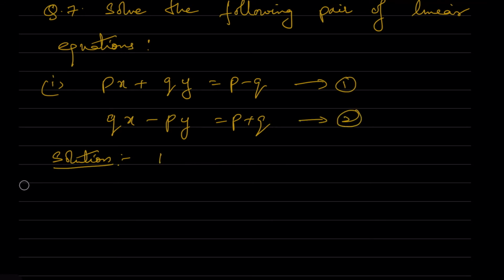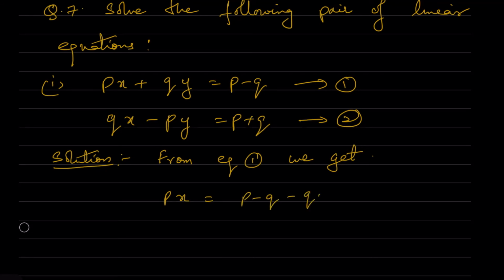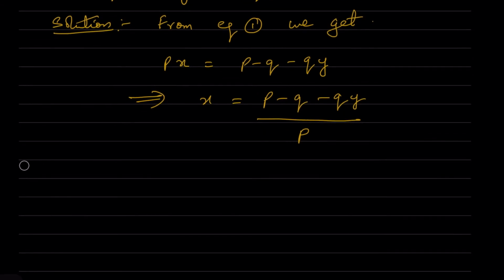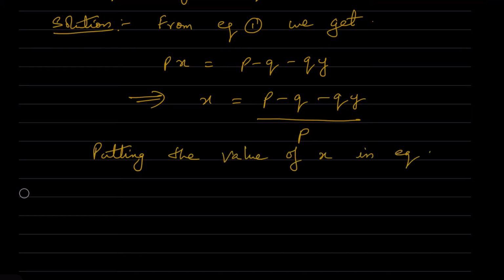The first equation and second equation we name. So now from equation 1 we get px is equal to p minus q minus qy, which implies that x is equal to p minus qy by p. Now we name this equation as equation 3, putting the value of x in equation 2.